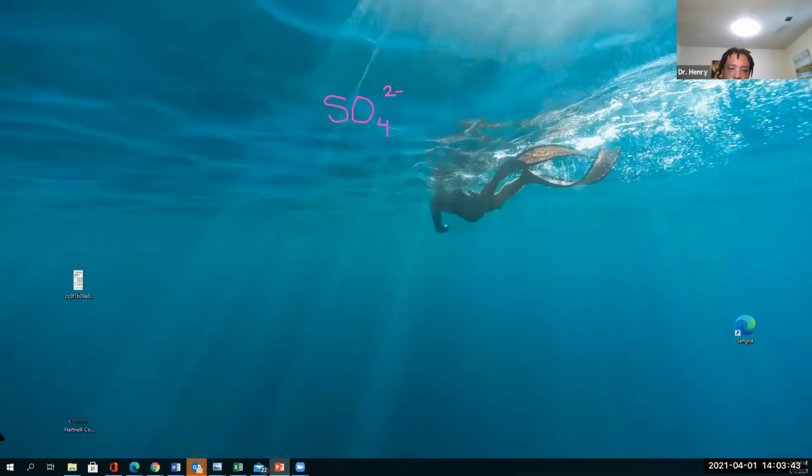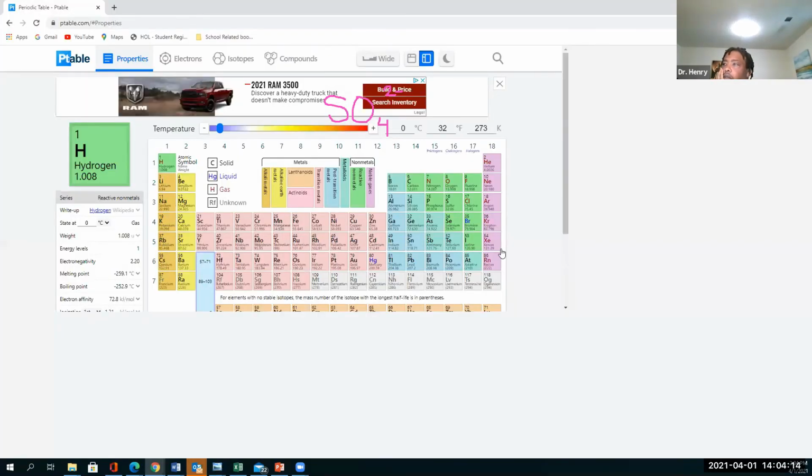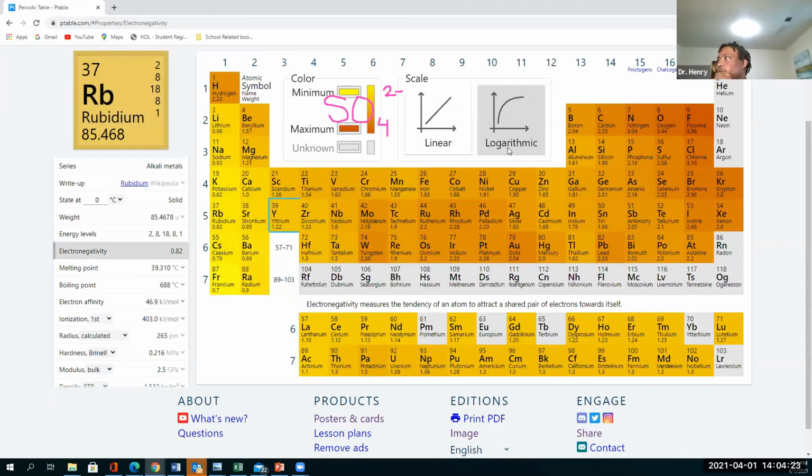But let's go ahead to P table. Get it up. Come on. Apologize, things are just not running fast today. Okay, can you guys see my P table? Yes. Okay, so we go to electronegativity, we click on that, and that gives me the electronegativity scale.